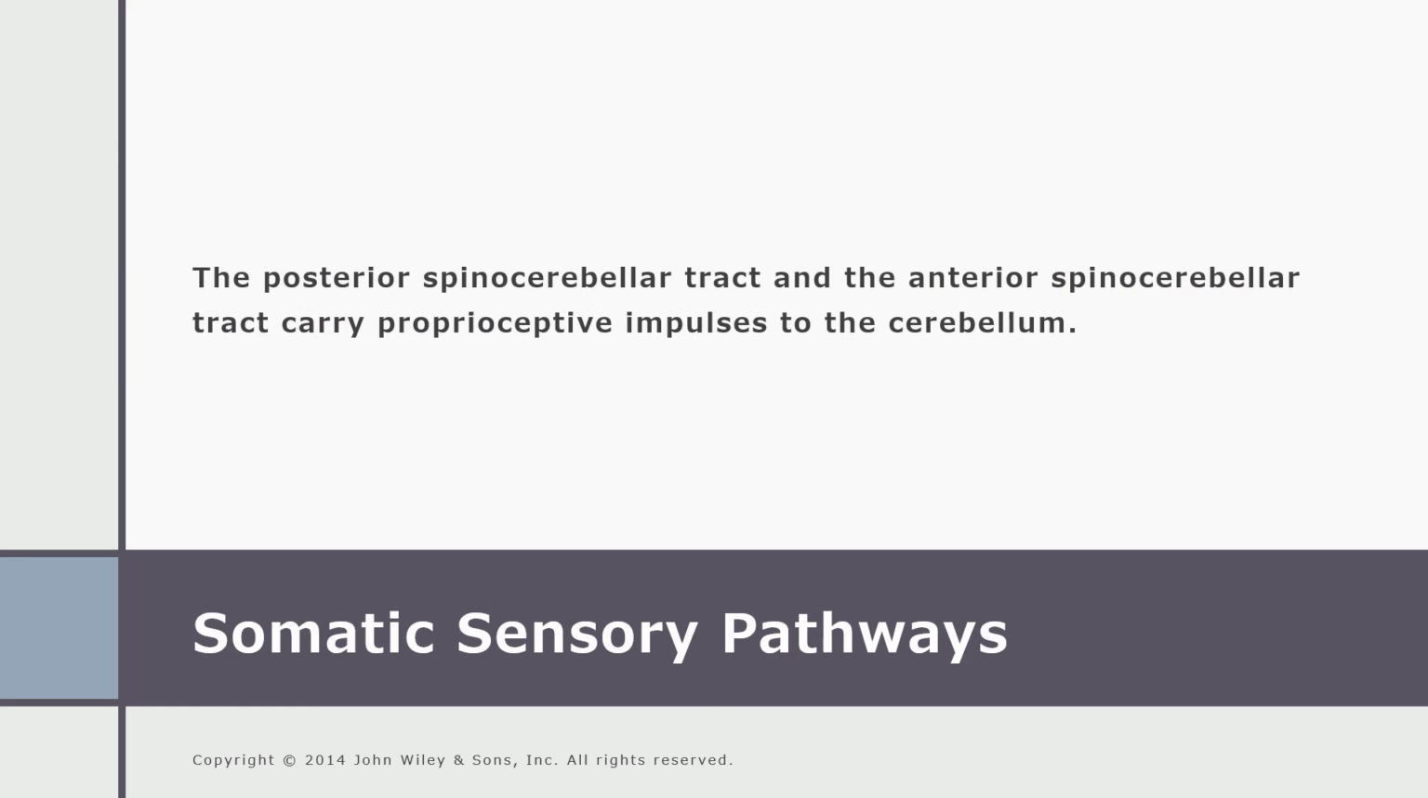Two tracts in the spinal cord, the posterior spinocerebellar tract and the anterior spinocerebellar tract, are the major routes of proprioceptive impulses that reach the cerebellum. Although these are not consciously perceived, sensory impulses conveyed to the cerebellum along these two pathways are very critical for balance and posture, and also for coordination of skilled movements like walking.